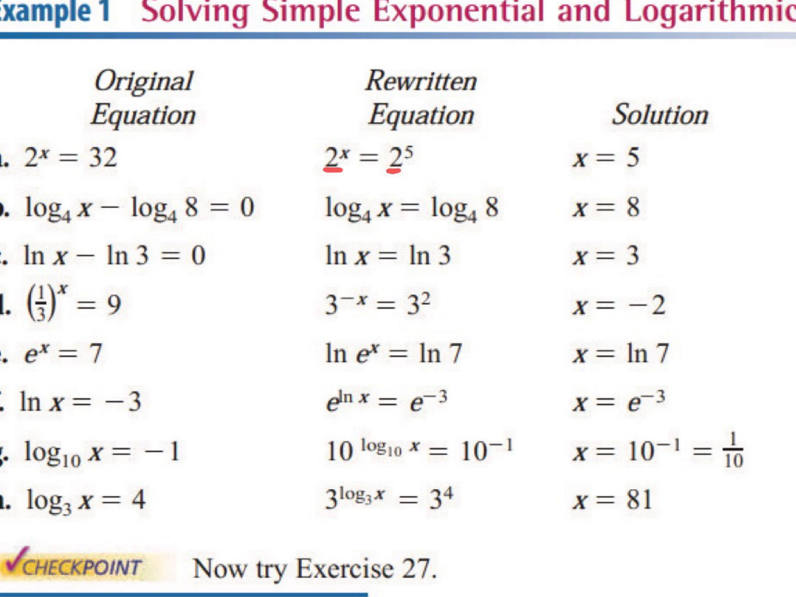If I have log base 4 of x equals log base 4 of 8, the logs cancel, and I can just set what I'm taking the log of equal to each other. Again, same thing with the ln. If you have one ln equals another ln, you can cross them off. You can't just cancel them out. If I had something like log of x plus log of 2 equals log of 10, you can't just cancel out all the logs here.